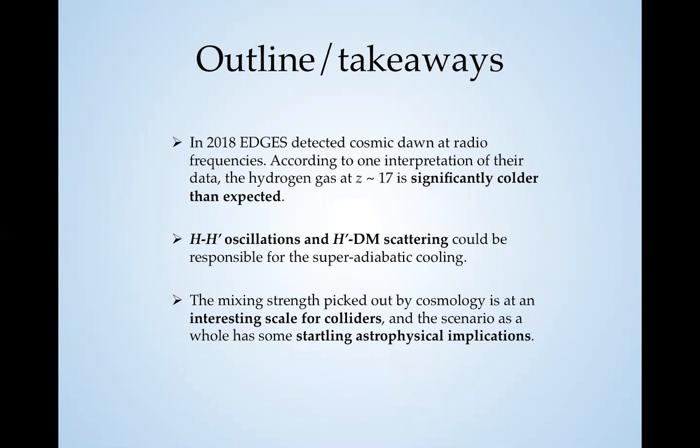And so this talk will be about 21 centimeter cosmology. In 2018, EDGES became the first experiment in this field to make a detection. It appears that they genuinely observed cosmic dawn, which is the turning on of the first stars. But their measurement has this anomalous feature I just mentioned, which is plausibly interpreted as indicating a much lower hydrogen gas temperature than expected. So I'll talk about a way to account for this anomaly that hinges on hydrogen oscillating into a dark sector state, H', and then losing energy to dark matter.